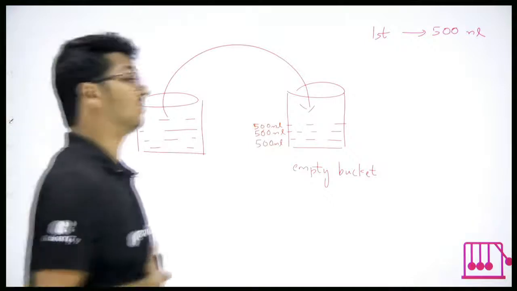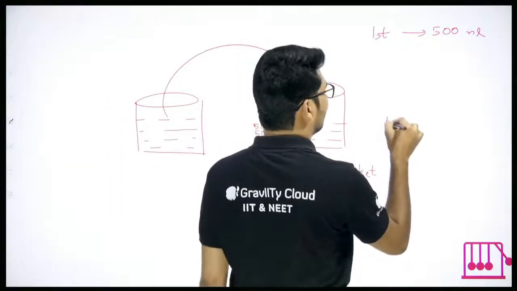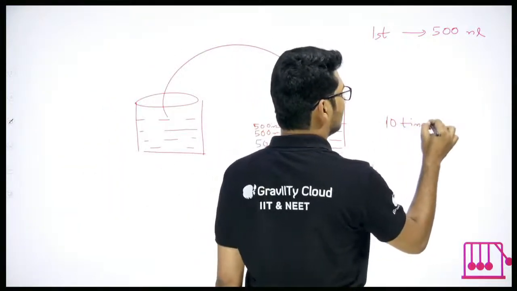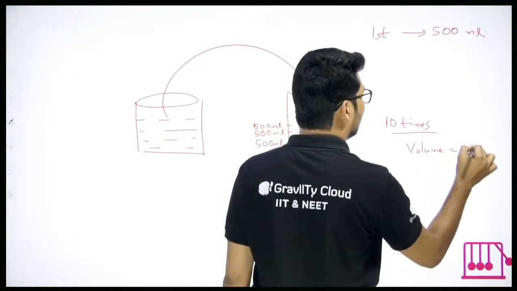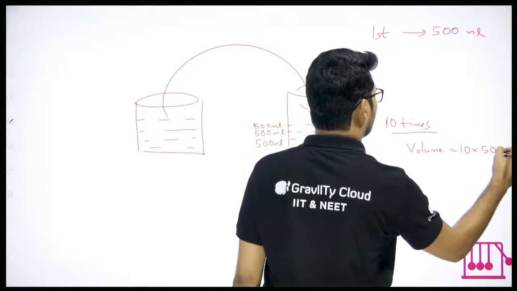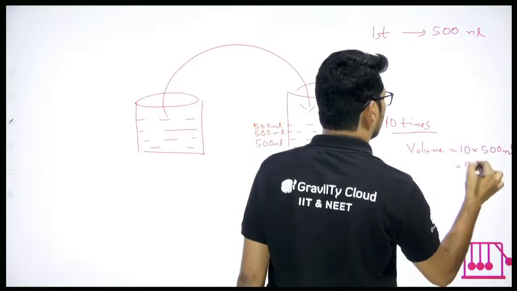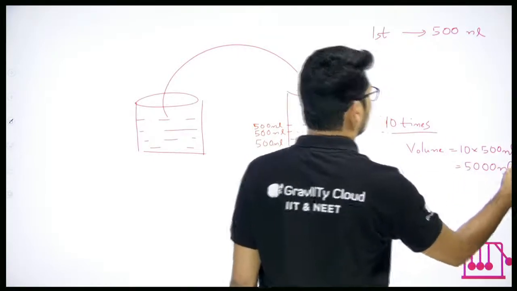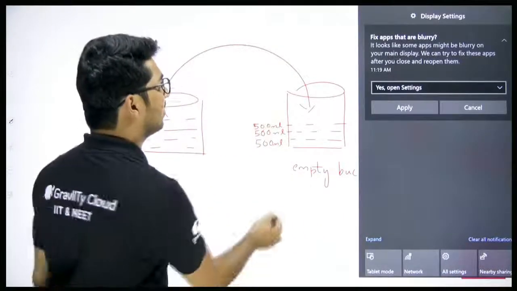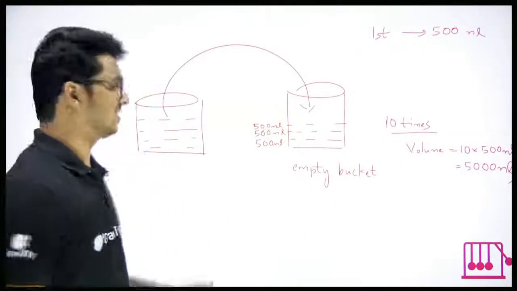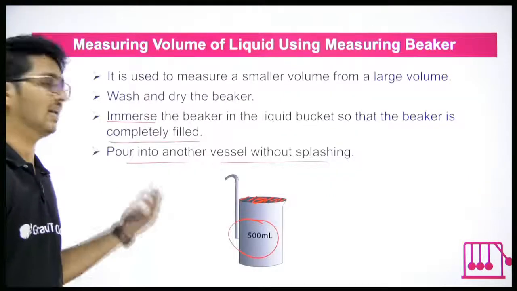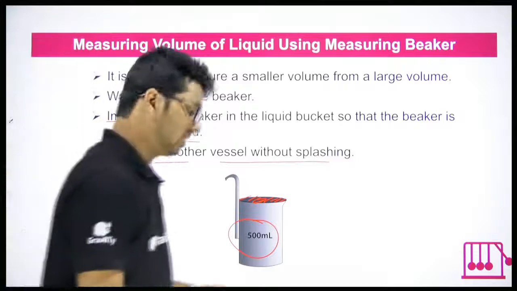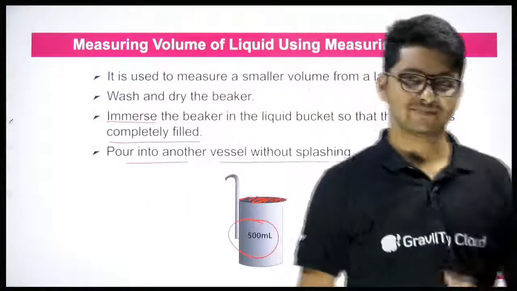Right, so this way, you have to count the number of times you do it. So, if you do it 10 times, that means the volume is equal to 10 into 500 ml, which is what? 5000 ml. I'm giving an example, okay? 5000 ml, just an example. Understood? Okay, so that's how you measure volume of a liquid using what? Using a measuring beaker. Simple.